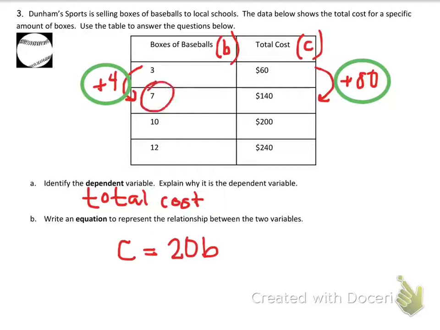Let's put a 7 in. 20 times 7 is 140, and that's what we wanted. So beautiful. Looks like we have it. I don't have to add anything to the equation. It is C equals 20B.